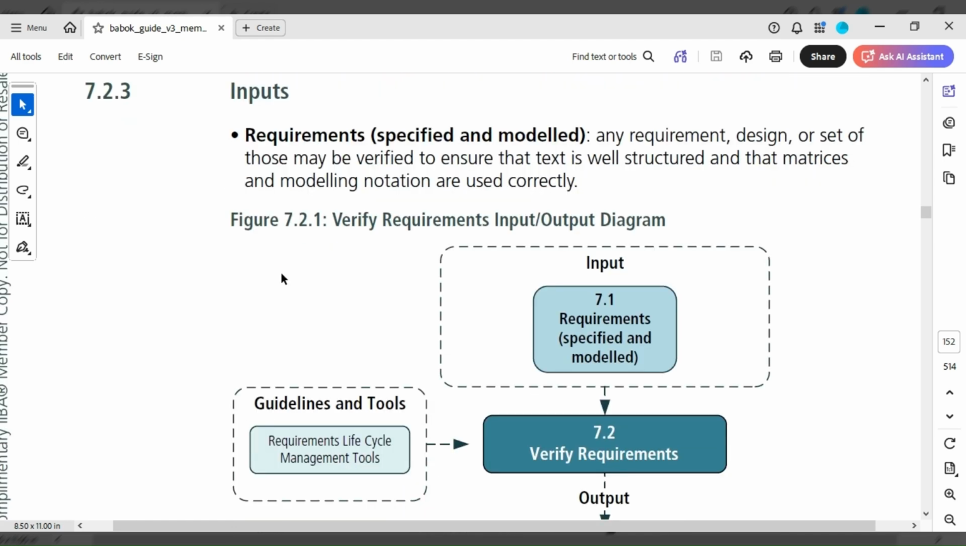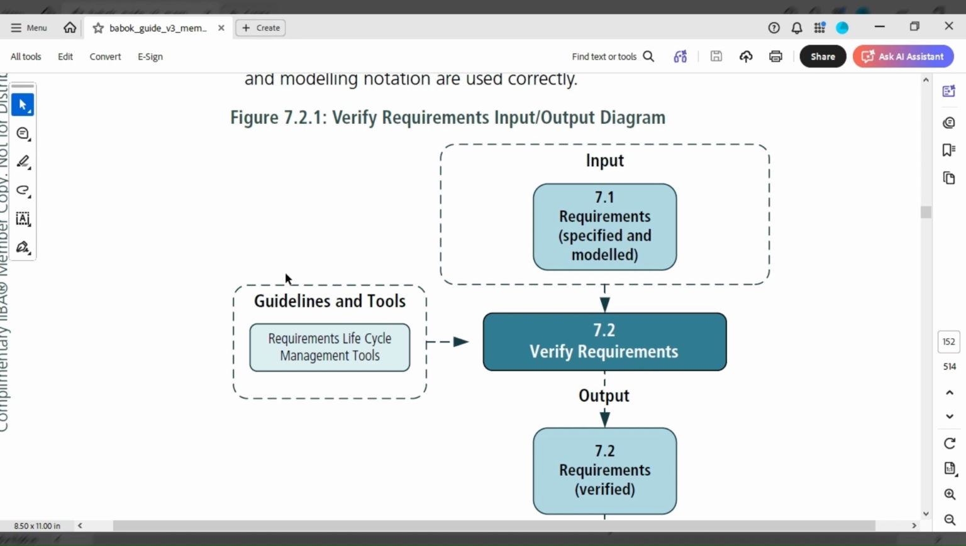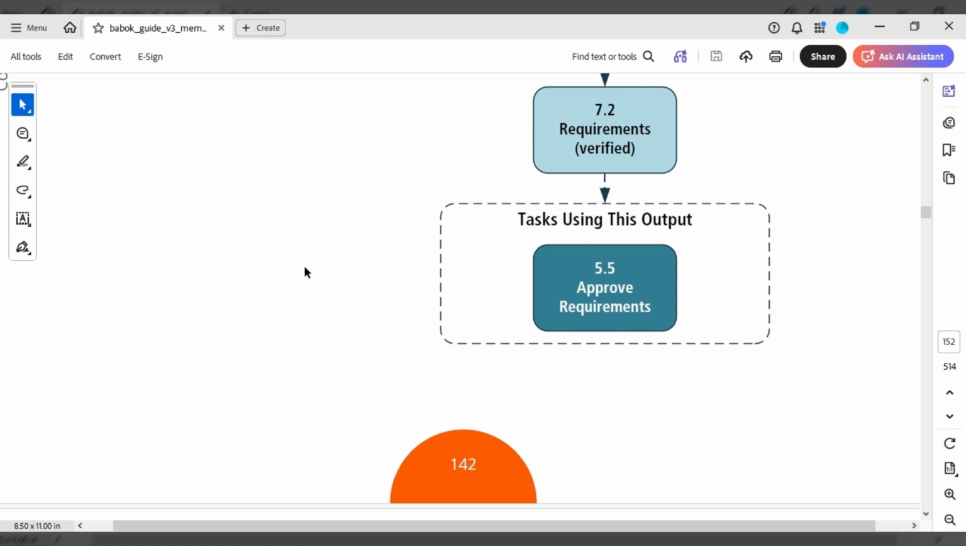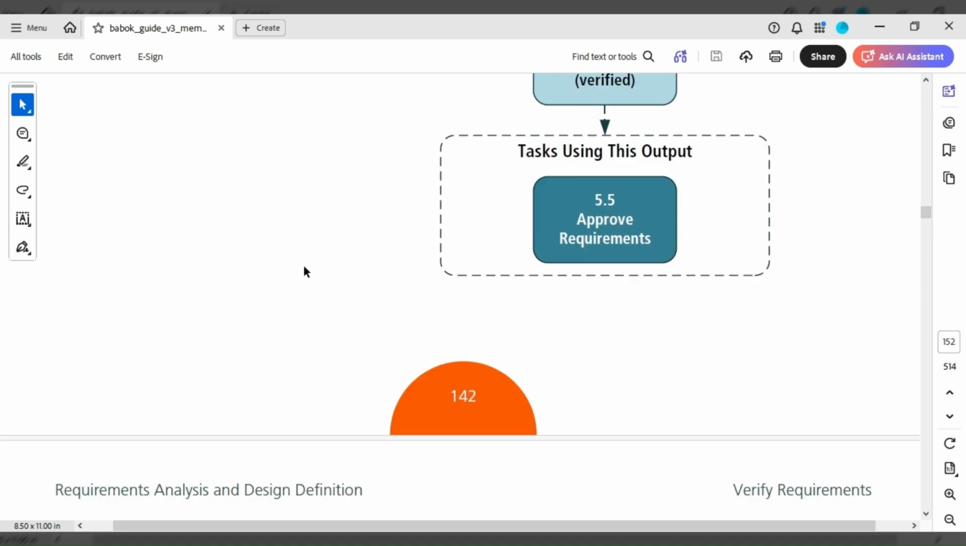So, what input will you be using? Requirements specified and modeled. Any requirement, design, or set of those may be verified to ensure that the text is well structured and the metrics and modeling notations are used correctly. That is the flows and the pointers. So, verify requirements: inputs, outputs, guidelines, and tools. The input here is requirements specified and modeled. Requirements life cycle management tools are what would guide you. So you're verifying requirements, the output will be requirements verified, and the target using this will be approved requirements.